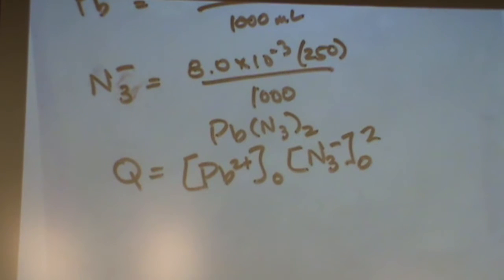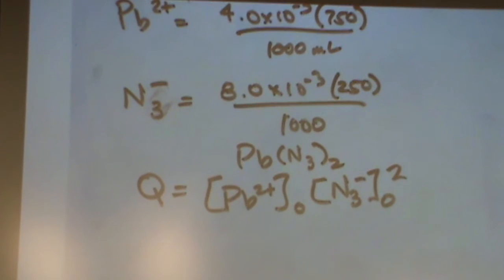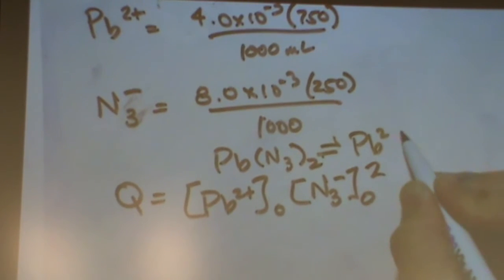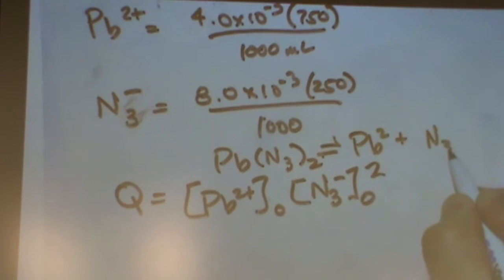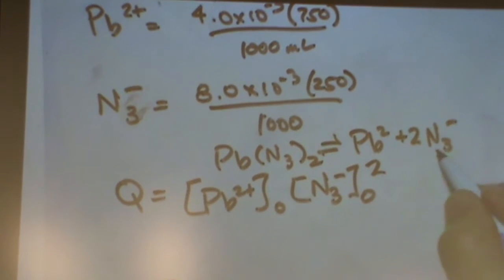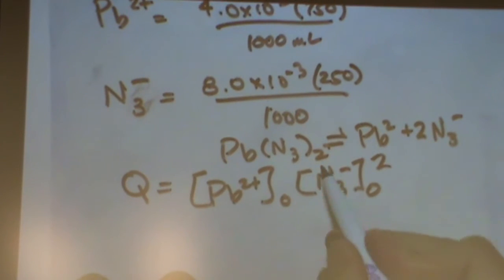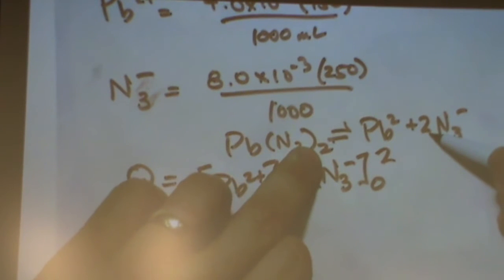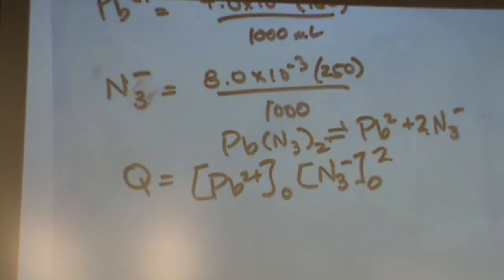Are you good? Wait, how'd you know whether or not to square the second or the first one? Well, if you write the reaction, how do I know what to square? Lead 2 plus, N3 minus, and to balance it, I need a 2 there. Because of that 2, it's squared, but you could have noticed there was a 2 here, and this 2 goes with that 2 right there. So, if you didn't see it, write the reaction. Okay? Ready for the next person?